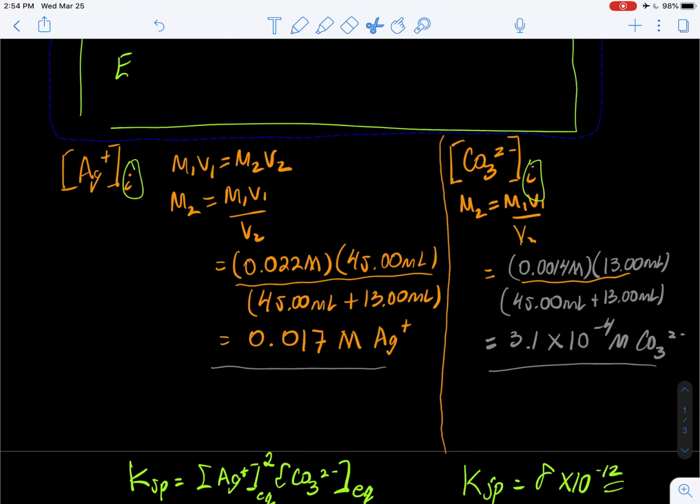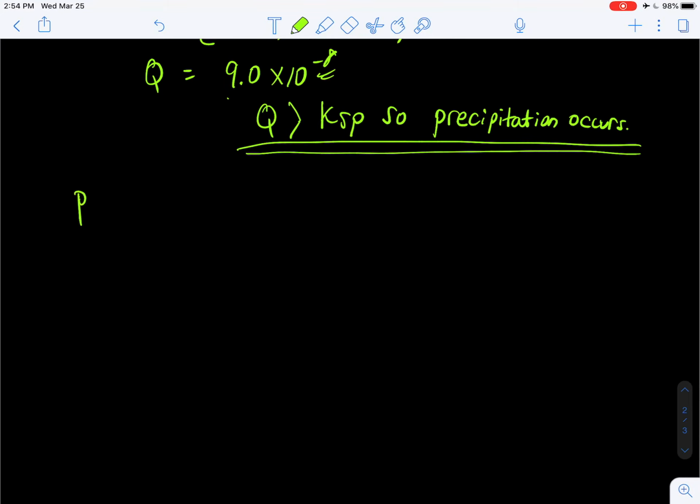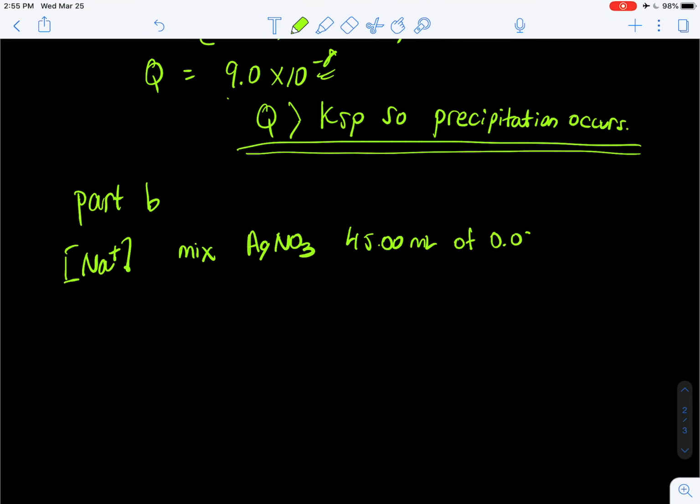Well, I can move it down, but I can't cut it. So let's go ahead and do part B. Now we need to know the concentration of sodium ion, okay? And remember, we're mixing silver nitrate. And here's the relevant data. We have 45 milliliters of 0.022 molar silver nitrate. Okay. And so there's no sodium in any of these formulas.